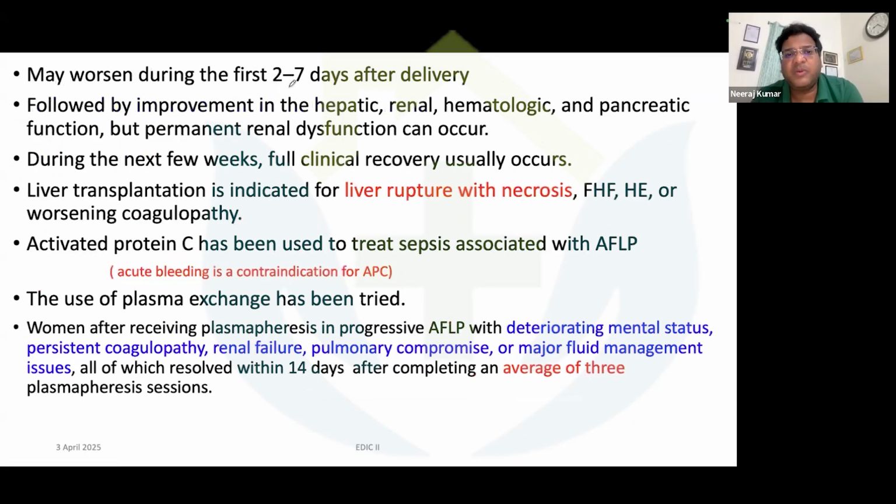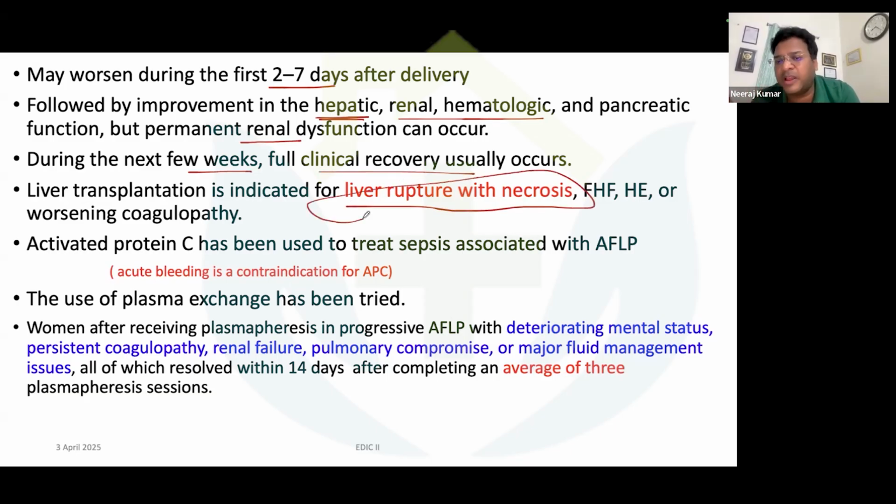Okay, next, these patients may worsen within 2 to 7 days after delivery, but they may improve with improvement in hepatic, renal, hematological, and pancreatic function. And during the next few weeks, the patient will have a full recovery. Liver transplantation is indicated for fulminant hepatic failure, if the patient has liver rupture with necrosis, hepatic encephalopathy, or worsening coagulopathy.